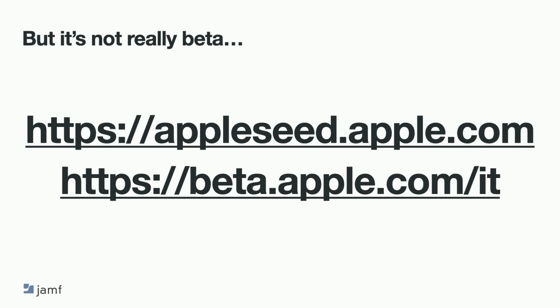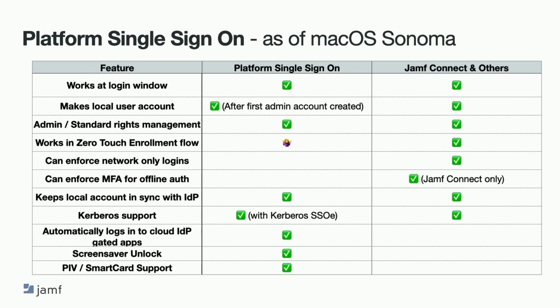So we're going to talk about what happens once macOS Sonoma comes out, and that is platform single sign-on changes. Platform single sign-on should theoretically allow you to create user accounts. It should be able to read an attribute to determine if someone's an admin or standard account, and it probably won't work in a zero-touch enrollment flow.